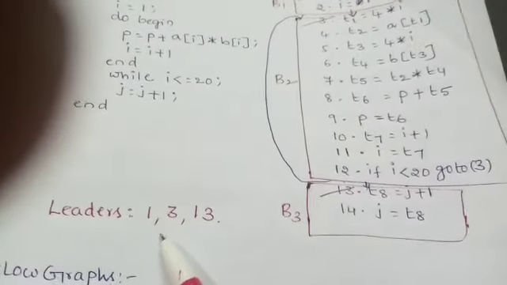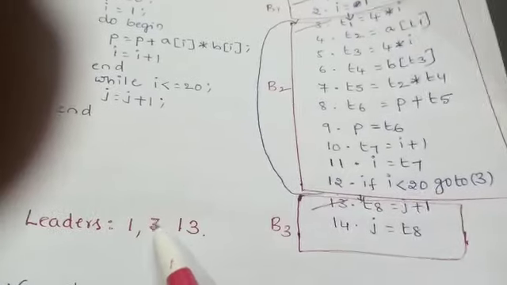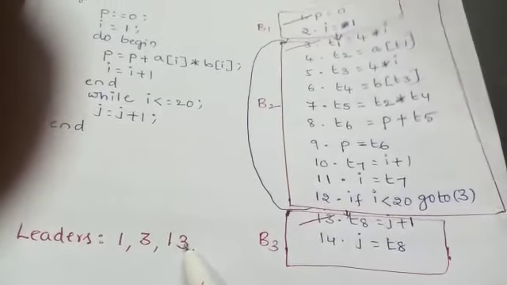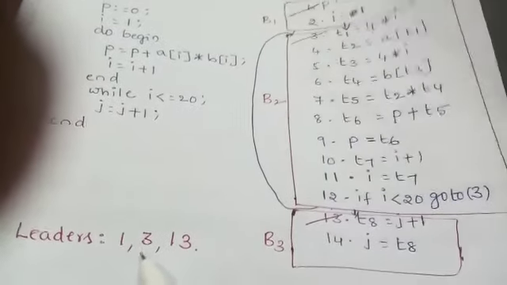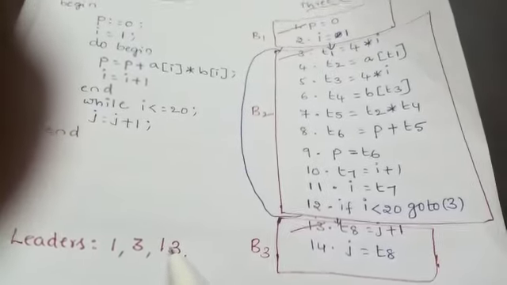That means here the leaders are 1 and we take all the statements up to the third leader. Again, the next leader 3 begins a basic block with all the statements up to 13. That means 3 to 12. Here 1 and 2 only. 3 to 12. Again 13: 13 and 14 is one basic block.